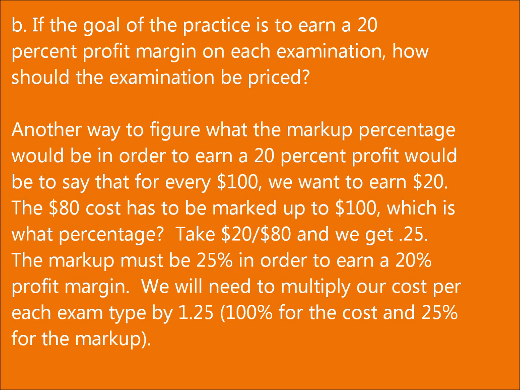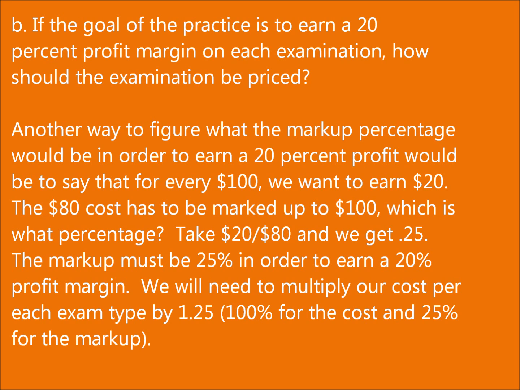Okay, moving on to Part B, it asks, if the goal of the practice is to earn a 20% profit margin on each examination, how should the examination be priced? So this part took a little extra thinking, but another way to figure what the markup percentage would be in order to earn a 20% profit margin, we could say for every $100 we want to earn $20. So the $80 cost has to be marked up to $100, which is what percentage? Well, if we take $20 divided by $80, then we get 0.25. So the markup must be 25% in order to earn a 20% profit margin.